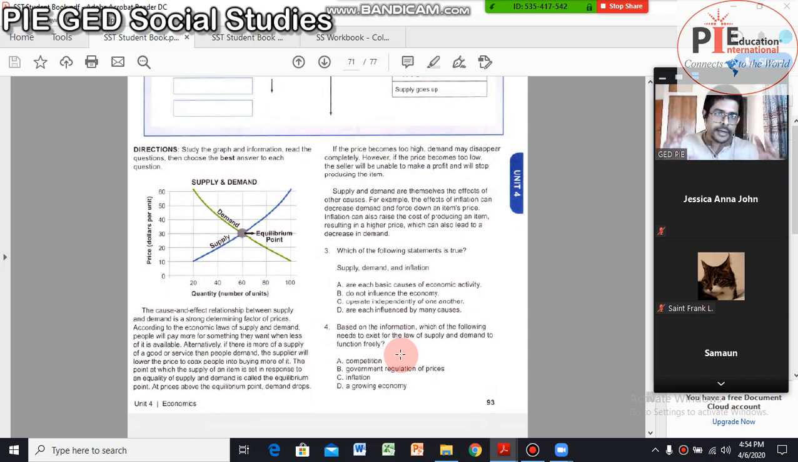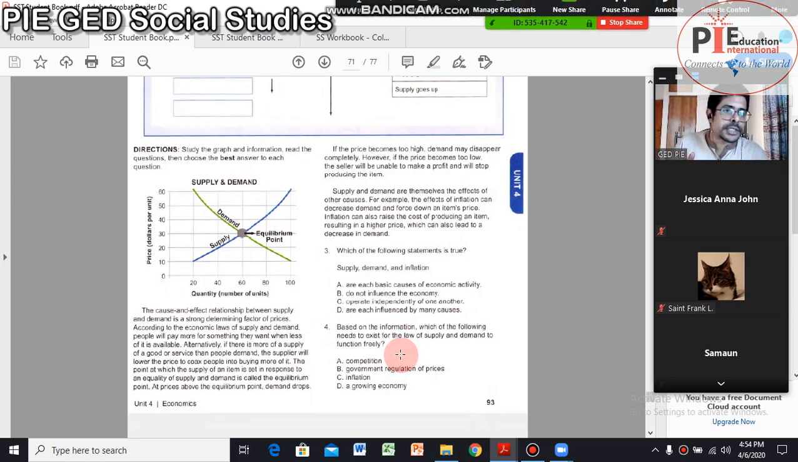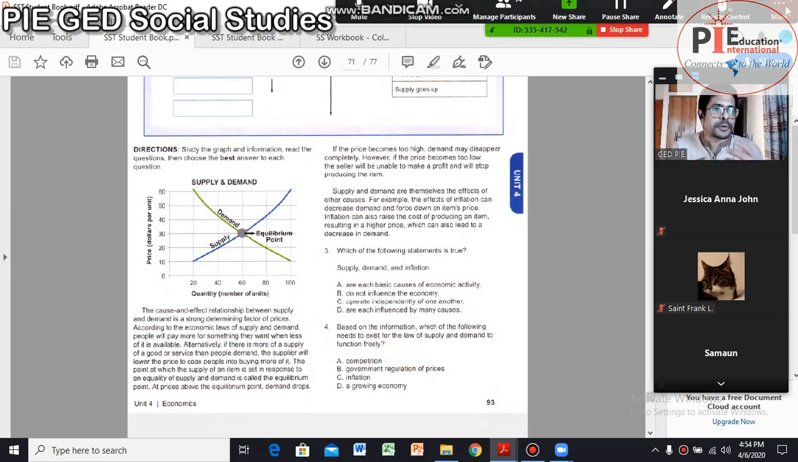Similarly, now what happens about the supply and price? We talked about demand and price, right? The demand and price have an inverse relationship. But the supply and price have a direct relationship. What does a direct relationship mean? Direct proportion.